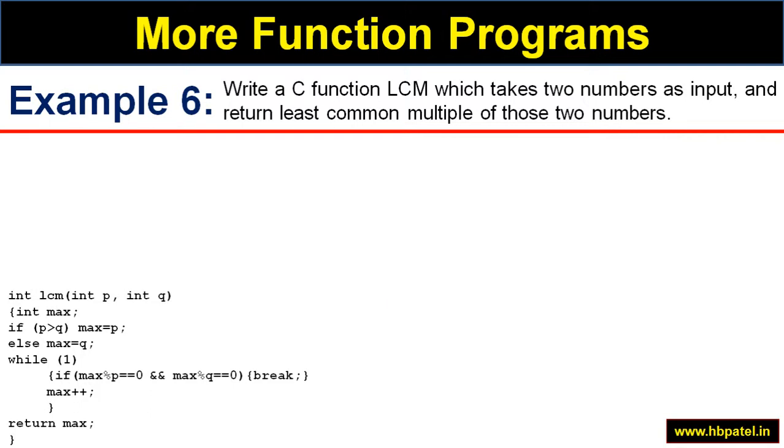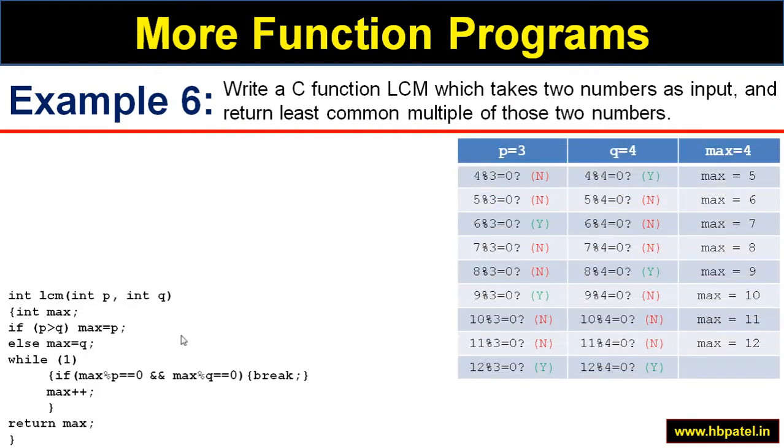The last program is finding the LCM. LCM is least common multiple. So how do we calculate it? The function is again very simple. We have two inputs P and Q, and first we find the maximum. Either P is maximum or Q is maximum. Then we have an infinite loop, while 1 is not equal to 0. In it, I check if max is divisible by P and max is divisible by Q. If both conditions are true, only then you break and come out of the while loop, and the max value is nothing but the LCM.